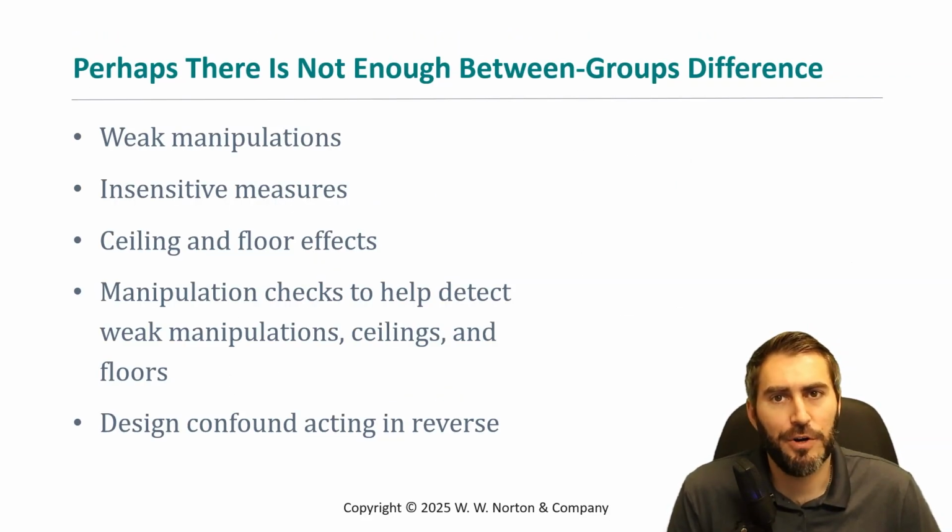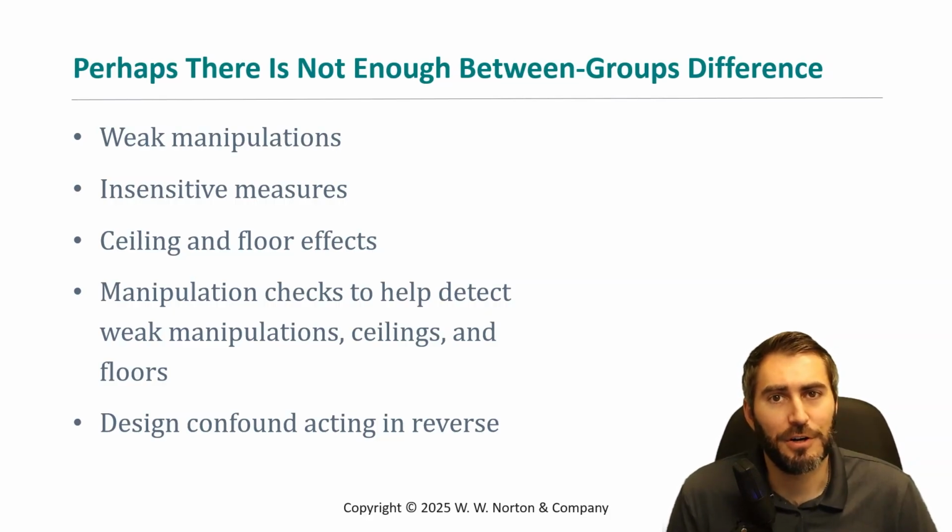Sometimes the cause of a null result is not enough between group differences. This might occur because of weak manipulations, insensitive measures, ceiling or floor effects, or a reverse design confound. Based on the three examples we just looked at in the discussion of null effects, we can think of them in terms of weak manipulations. Perhaps in the study on money and mood, with the levels of the independent variable being no cash, 25 cents, or $1, that just wasn't enough money to affect people's mood. The difference didn't really matter.